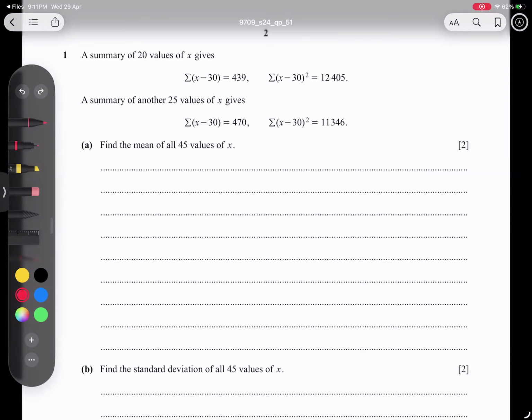How we can find it, students? So first of all, the sum of this one. So we have a mean formula. This is the sum of the 20 values, okay? And this is the mean of the 25 values. And how to get a mean? So simple, 439 plus 470 and divided by 45 values. So this is clear.